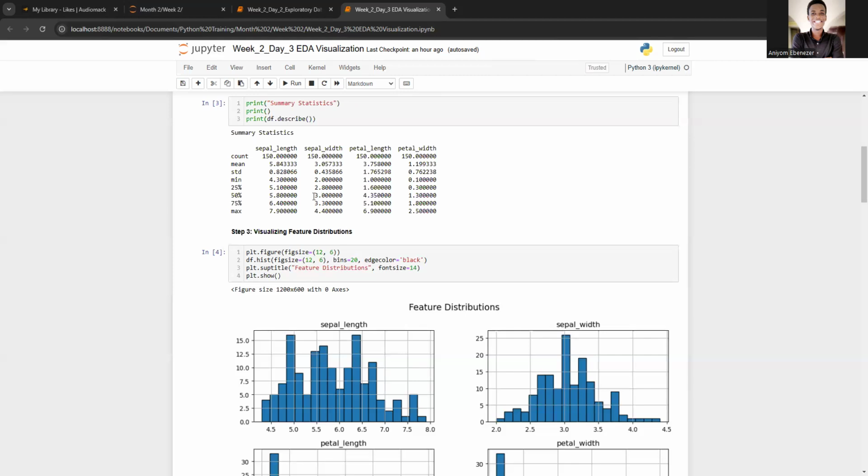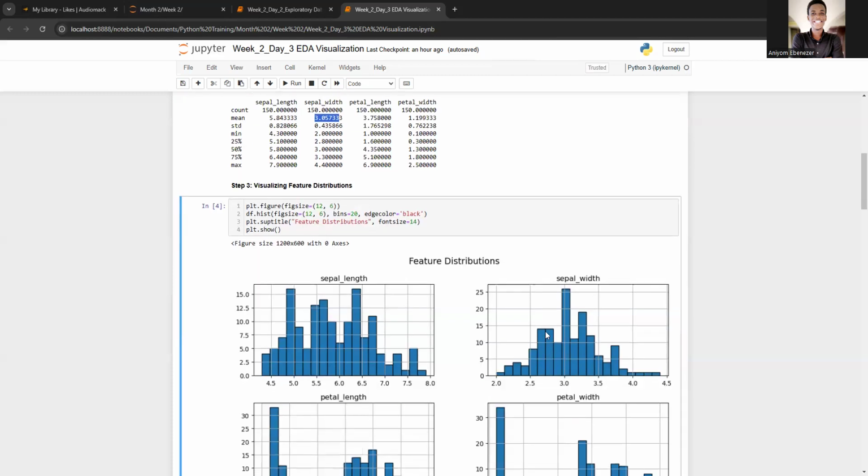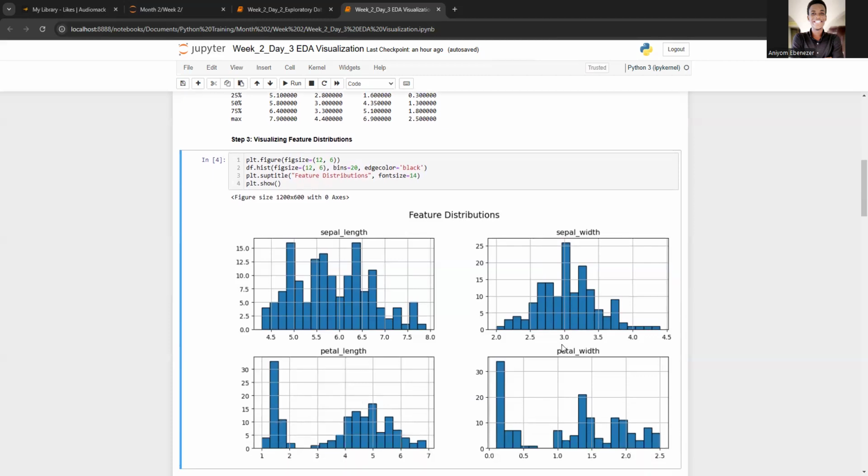So let's look at the mean. I have the median here to be 3.0, and I have the mean here to be 3.05. So that's very, very close. And I'm also expecting that the mode should be around 3.0 something, right? So with that, I can say my sepal width is evenly distributed or normally distributed.